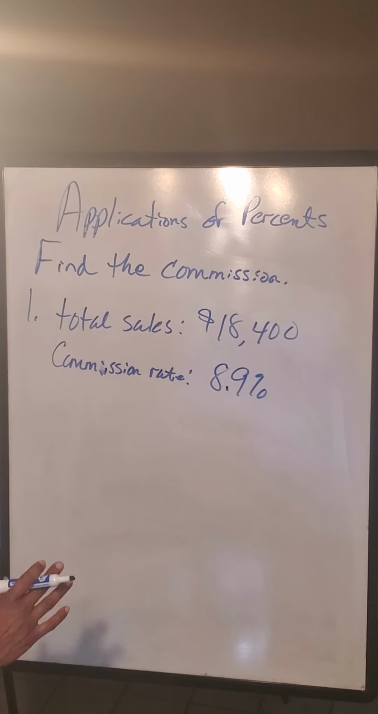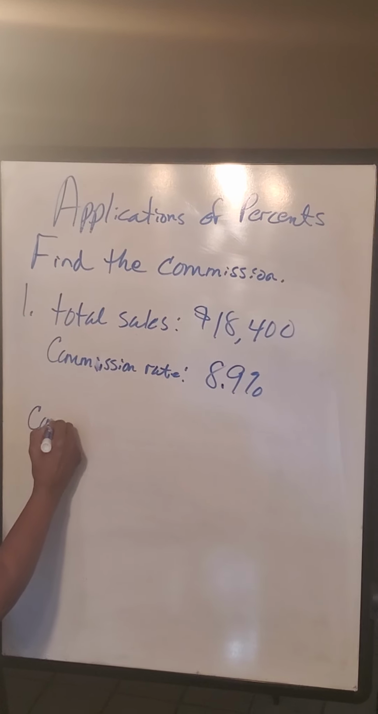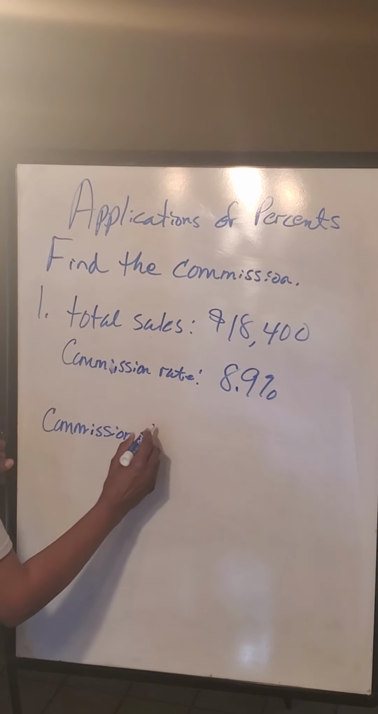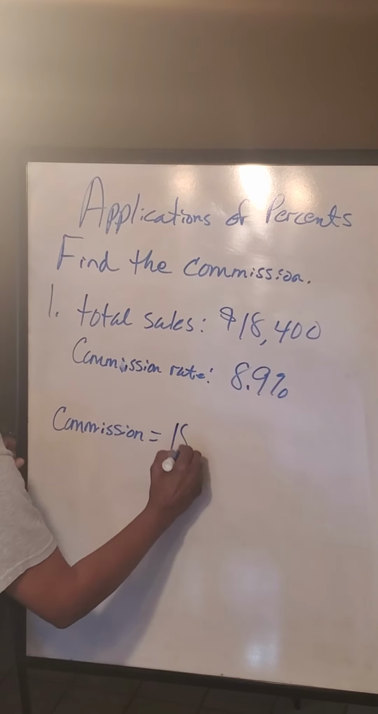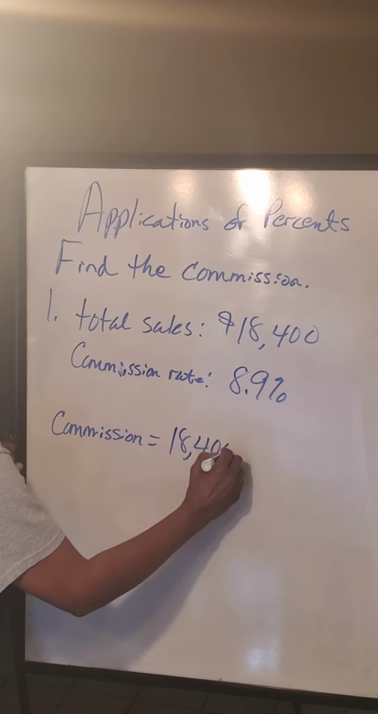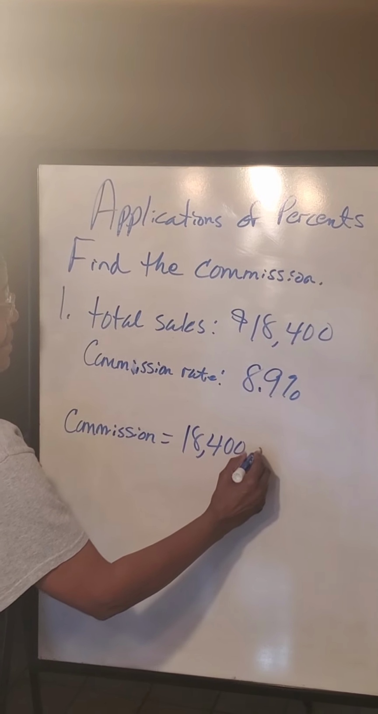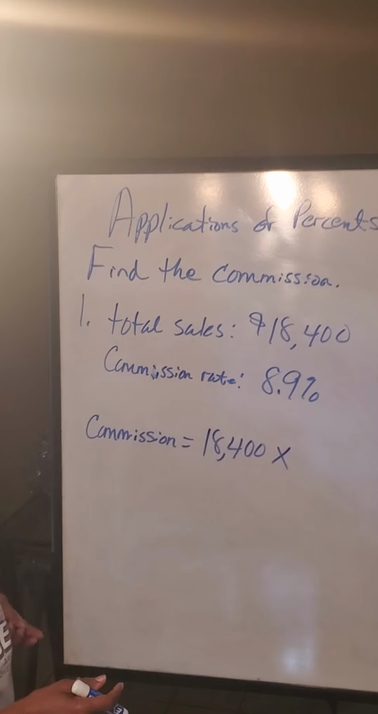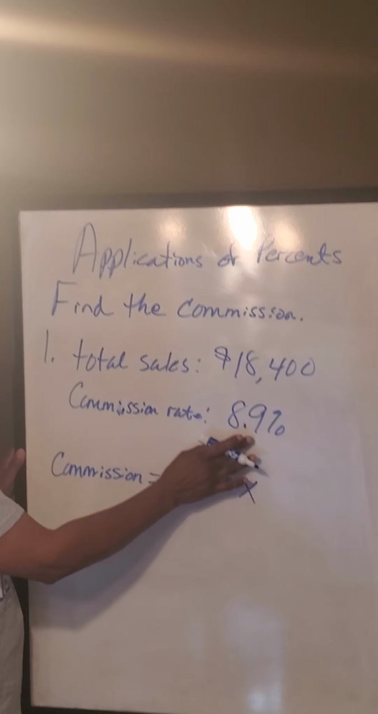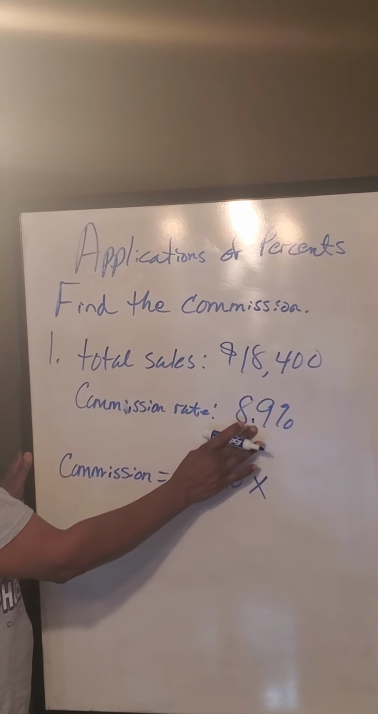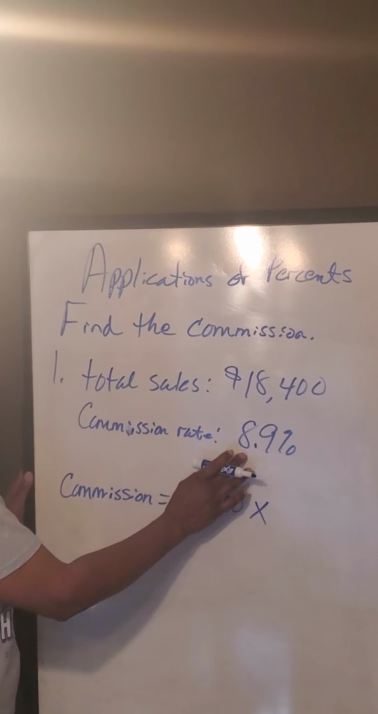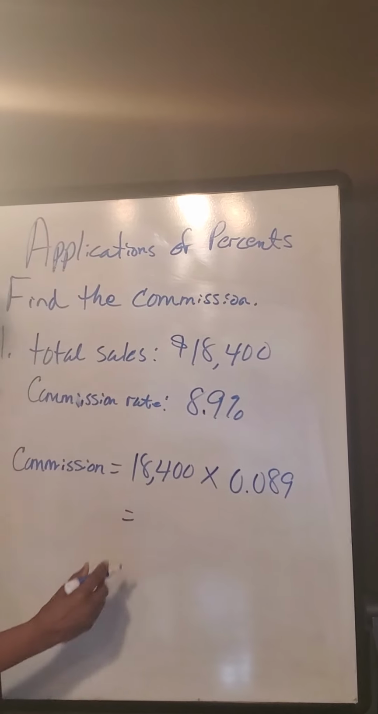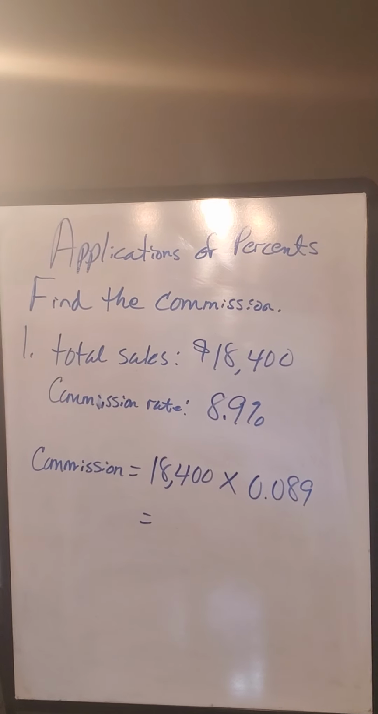So what the company will do to get their commission will be equal to the total amount of sales, which is 18,400, and we're going to multiply that times our commission rate, and we're going to write it as a decimal. Remember, to change a percent to a decimal, you take the decimal and shift it 2 places to the left, so the decimal would be 0.089.